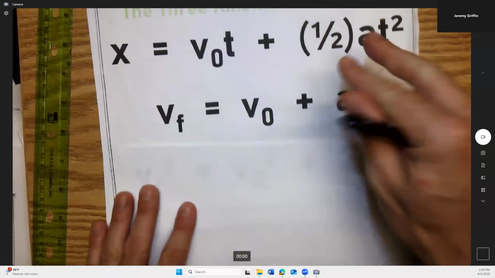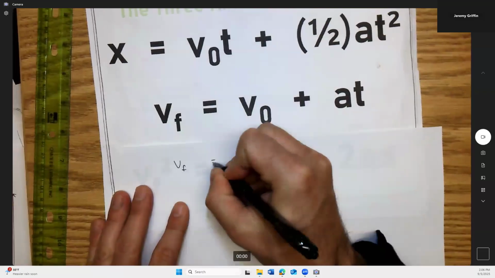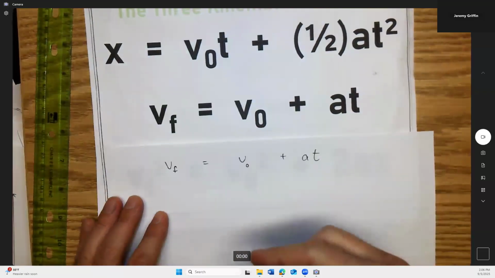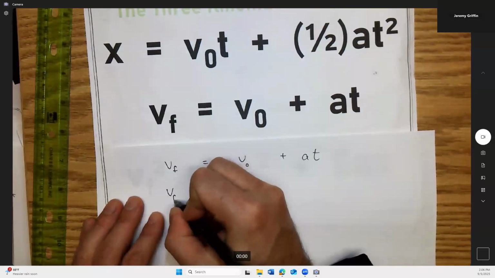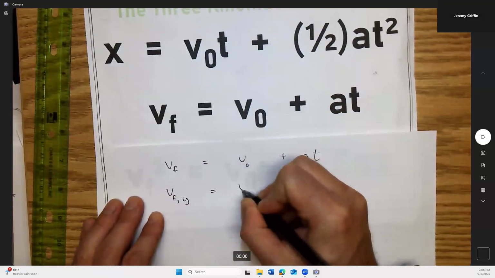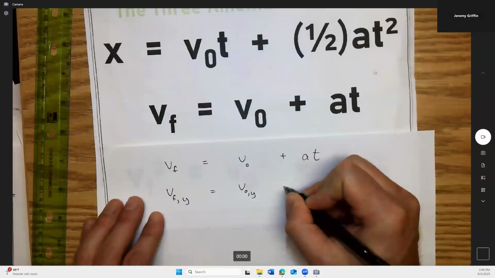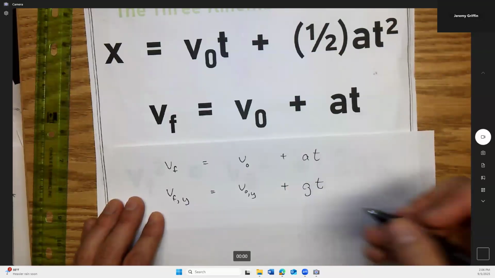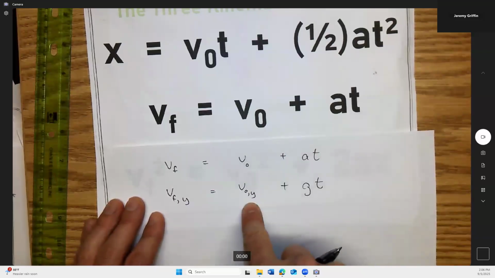Okay. I see this v final equals v initial plus at, straight off the paper. Now, if I turn this into a vertical version, this would really be v final in the y direction equals v initial in the y direction. Could I just say plus gt? Because the gravity would be the acceleration. Now, I do know that, actually, you do know this here.